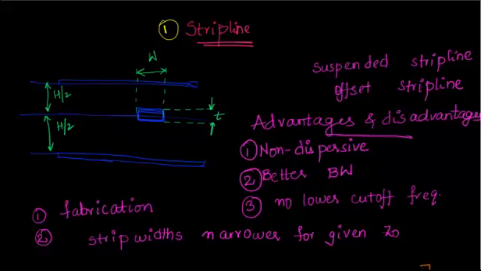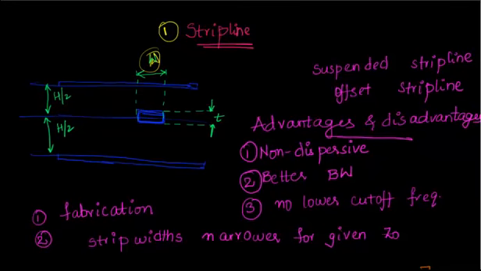This is a figure representing how a strip line looks. W indicates the width of the conductor. Basically, a strip line is a conductor sandwiched by a dielectric in between two ground planes. These are the two ground planes, and this is the dielectric, and this is the conductor. W is the width of the conductor, T is the thickness of the conductor, and H is the distance between the ground planes. Now, there are other variants of the strip line.